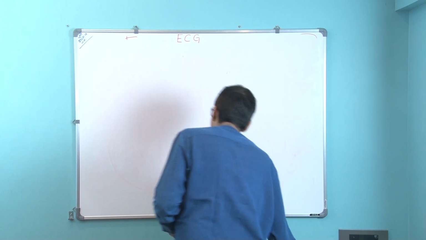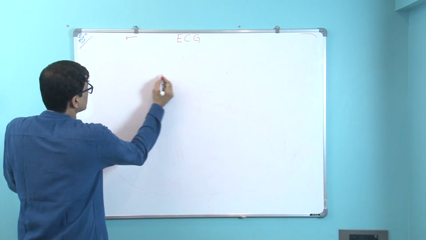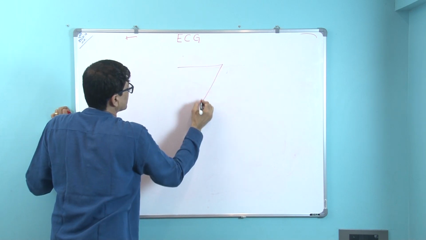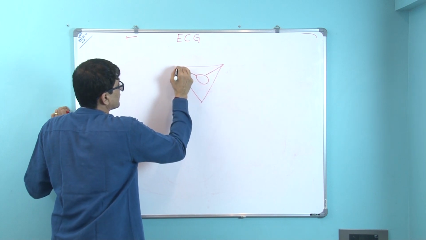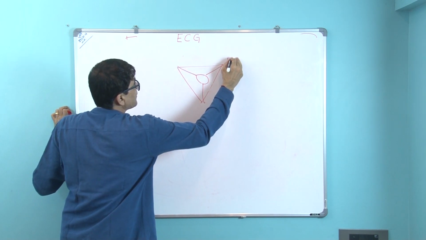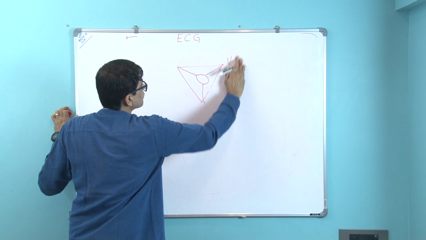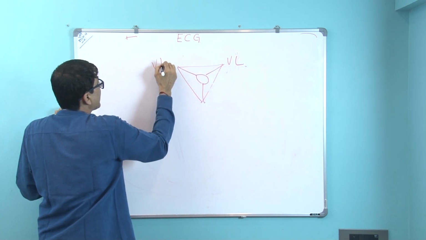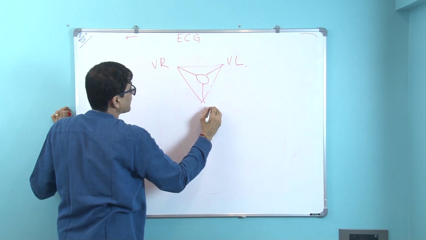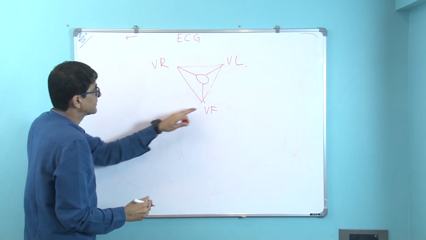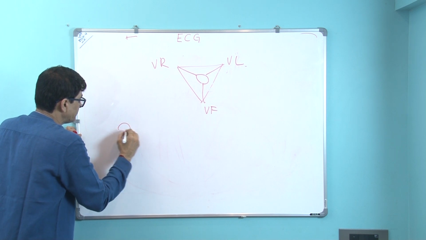And 3 all together. See, this is your heart. This is VR, because VL is on the left side, VR and VF leads.